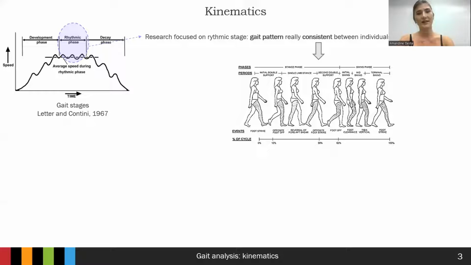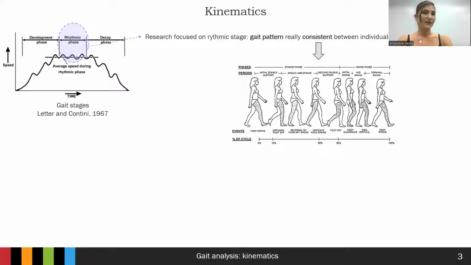The first one, the stance phase, is divided into 3 periods. The first one is the initial double support, so you would have both the right and left feet on the ground. And then you would have a single limb stance with just the right foot on the ground. And finally, we would have the contact with the left foot on the ground and the right one. At 62% of the gait cycle, you would go into the swing phase, where the right foot is oscillating in the air. This phase is divided into 3 periods: the initial swing, the mid-swing, and the terminal swing.